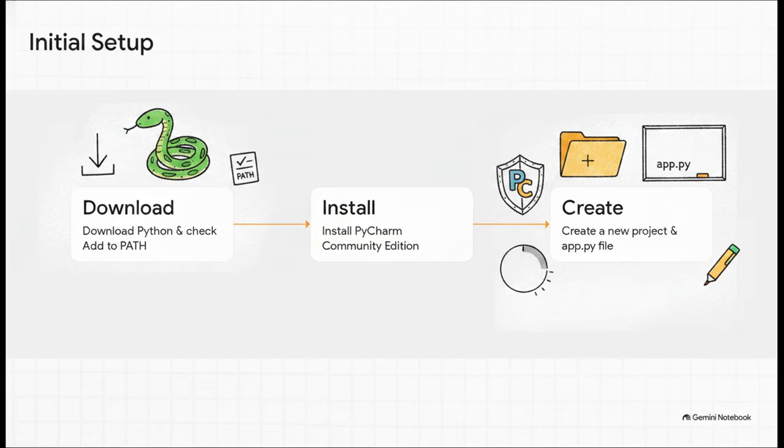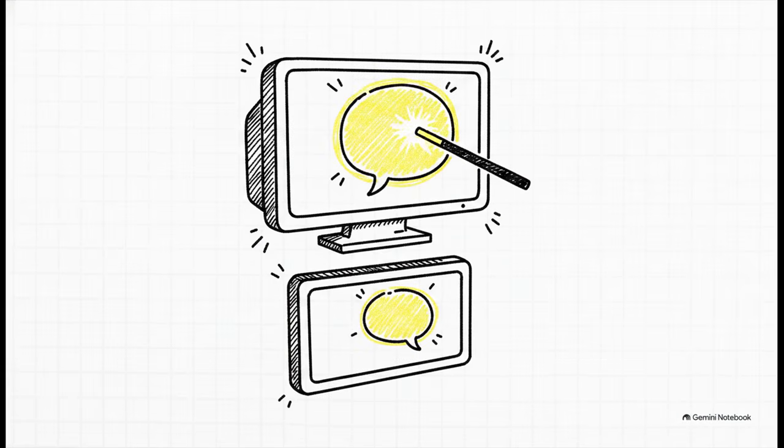Okay, step 2 is grabbing a code editor. PyCharm Community Edition is totally free, it's incredibly powerful, and highly recommended. Once you've got that installed, create a new project, and inside that, a file named app.py. Boom, there's your new blank canvas. Now, it's time to lay your very first brick. In that app.py file, type print, open your parentheses, open a quote, type hello world, close the quote, and close the parentheses. So what's happening here?